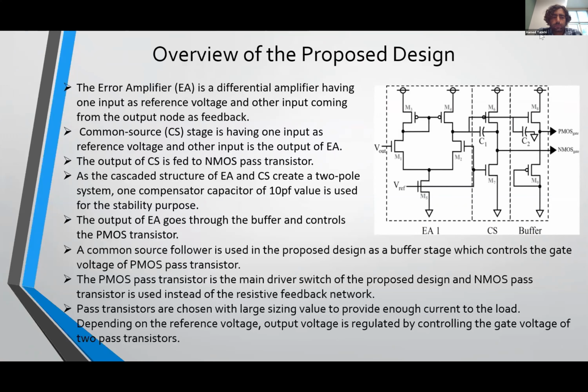So for stability, we used one 10 picofarad compensator capacitor, and the output of the EA also goes to a buffer, and from the buffer to the PMOS. By controlling these 2 pass transistors, we are achieving the output voltage. Pass transistors are chosen with large sizing to provide enough current to the load. Depending on the reference voltage, the output voltage is regulated by controlling the gate voltage of the 2 pass transistors.